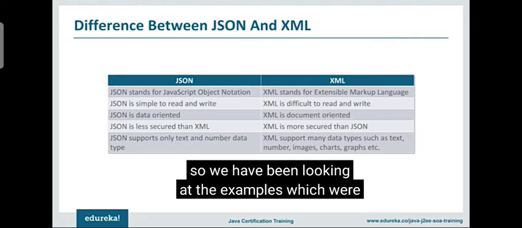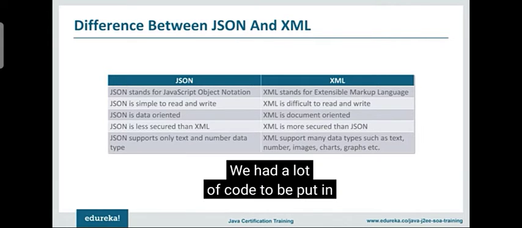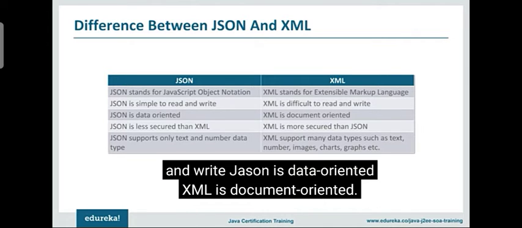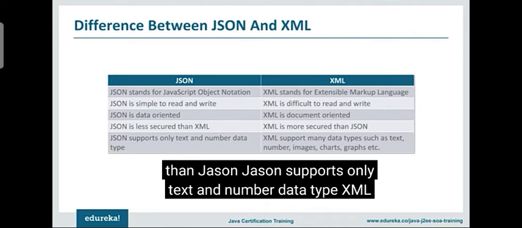So we have been looking at the examples, which were not pretty straightforward, right? We had a lot of code to be put in. So it is difficult to read and write. JSON is data oriented. XML is document oriented. JSON is less secured than XML. XML is more secured than JSON.